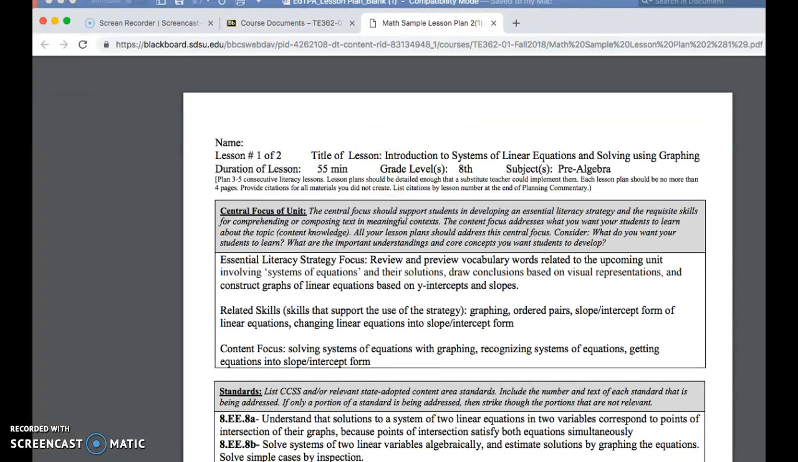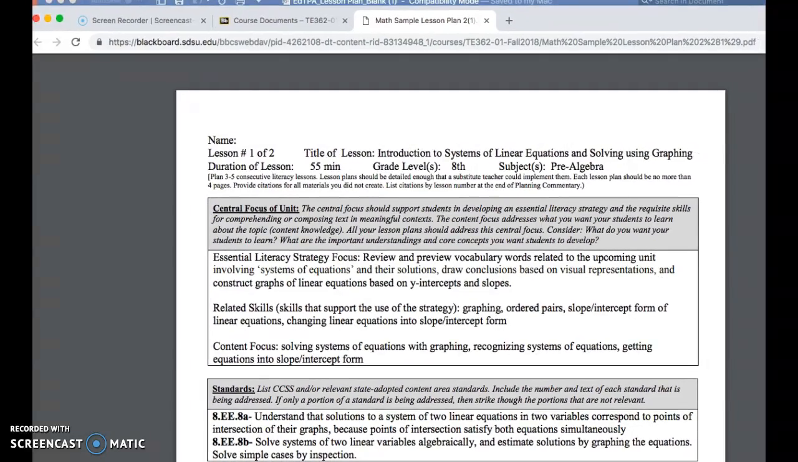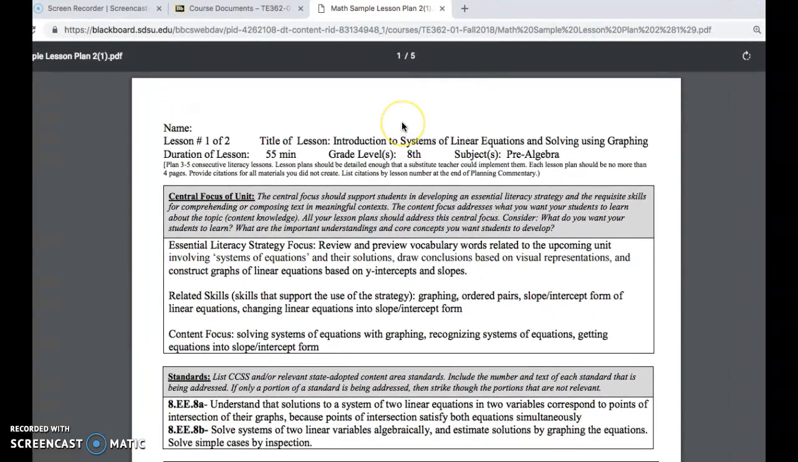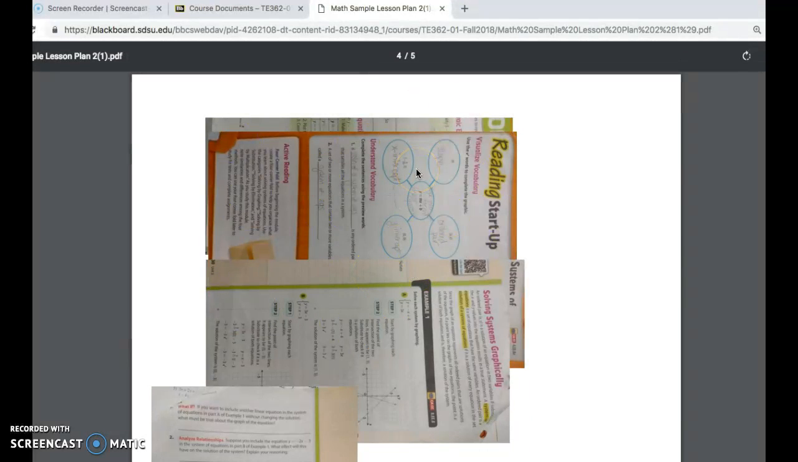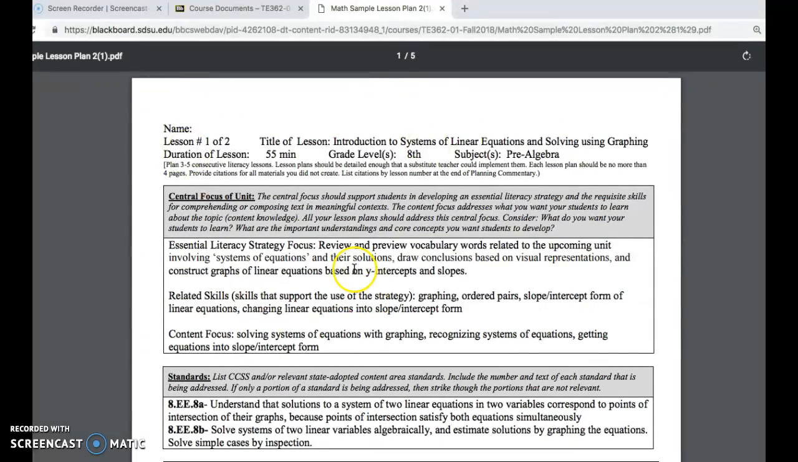I chose this lesson plan because I subbed for a long time and I took a long-term sub position, and I'm actually very familiar with this book that she used. It's based on the Common Core in 8th grade. I'm very familiar with this because I used it in my long-term sub class, so I understood what she was talking about.